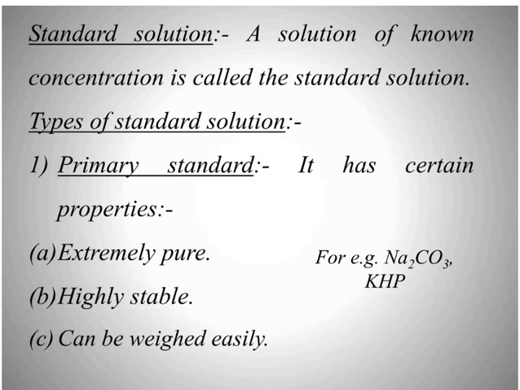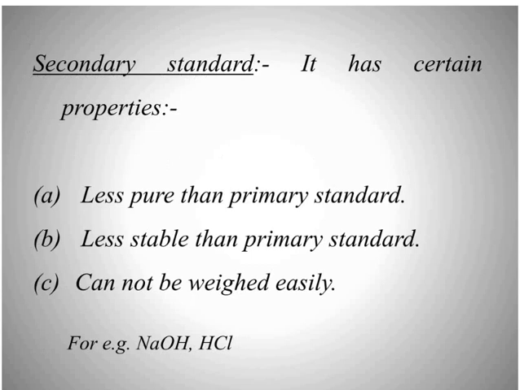Types of standard solution. Primary standard has certain properties: extremely pure, highly stable, can be weighed easily. For example, sodium carbonate and KHP. Now secondary standard has certain properties: less pure than primary standard, less stable than primary standard, cannot be weighed easily, like sodium hydroxide and hydrochloric acid.